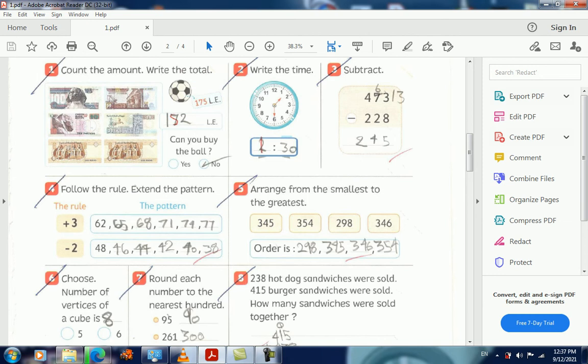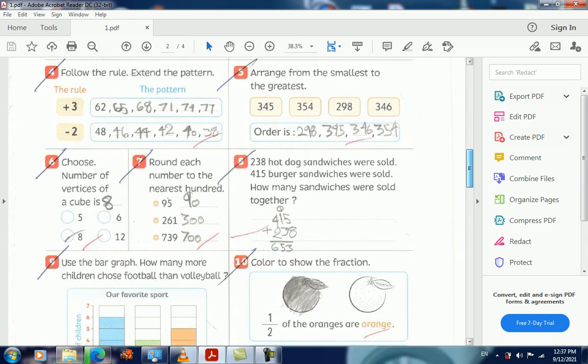Then number 3, subtract 473 minus 228. 3 minus 8, we can't do that, so we have to borrow 1 from the 7, so the 7 becomes 6 and the 3 becomes 13. 13 minus 8 is 5, then 6 minus 2 is 4, and 4 minus 2 is 2, so in total we got 245.